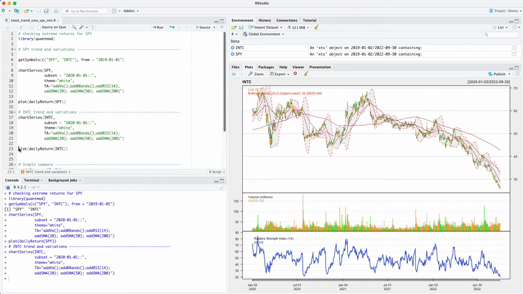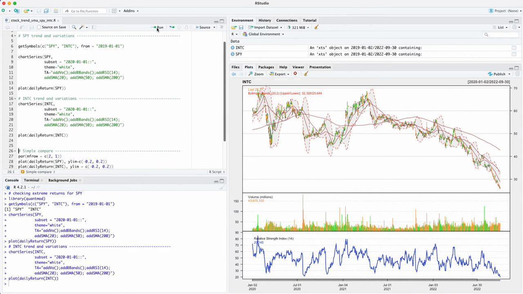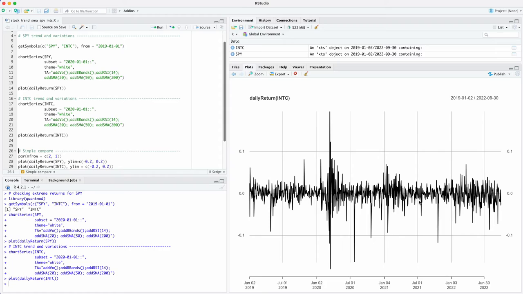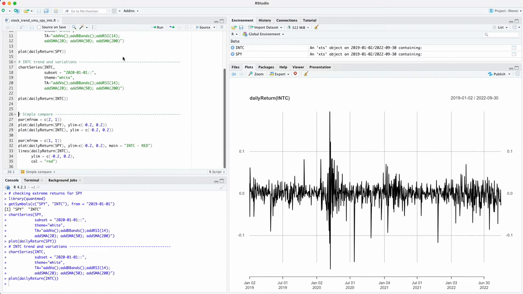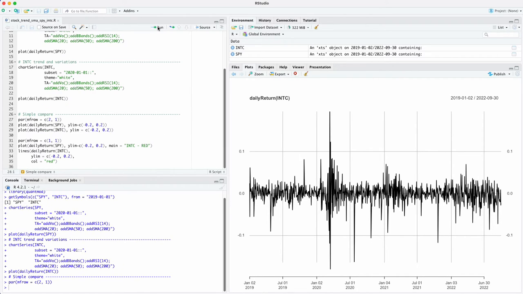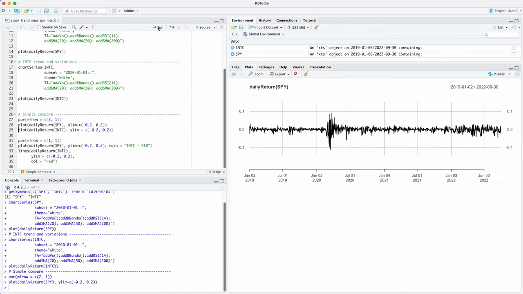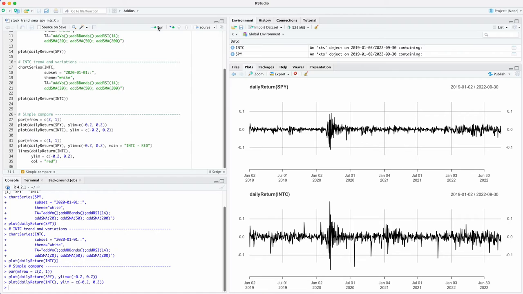Let's look at its returns. As we can see, it has a fairly large fluctuation. Right now it's hard to tell. Let's plot these two together, and then we can see what's the difference for the comparison.